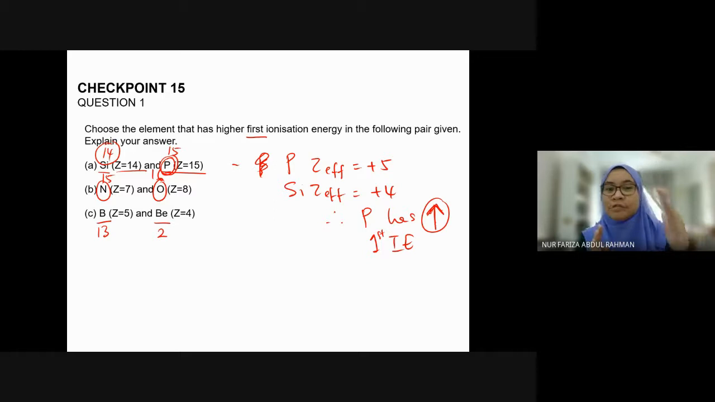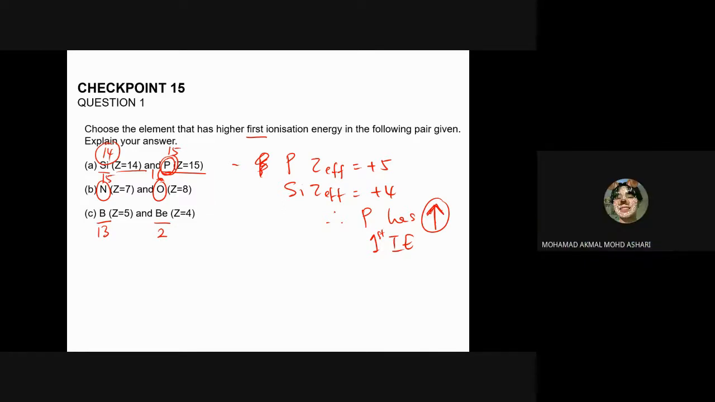Okay, trend tu dia based on apa? Z effective. But when we have anomalies, kita kena not only consider the Z effective, we have to consider the orbital stability as well. Okay, right? Faham? Okay. Faham, madam.